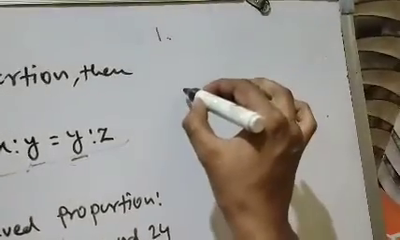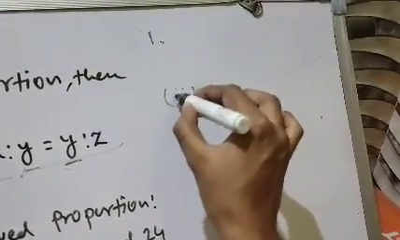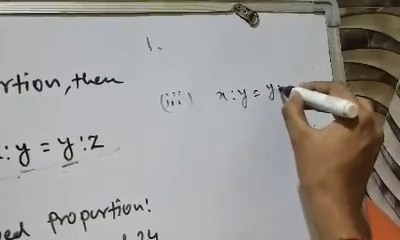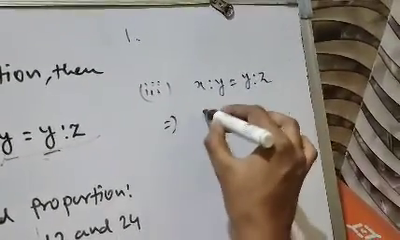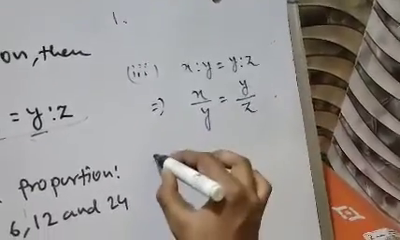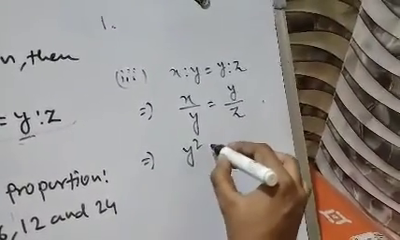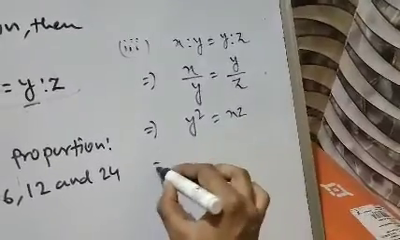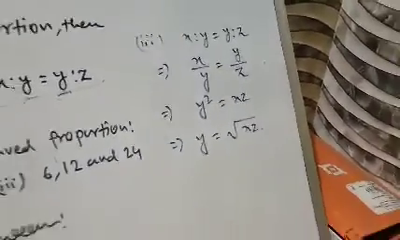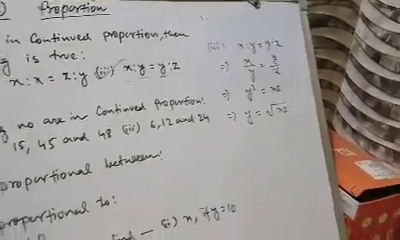Now option 3 is x is to y equals y is to z. Therefore, we can write x by y equals y by z. Therefore, cross multiply: y square equals xz, or we can write y equals root xz. That means this relation is satisfied. Therefore, this option is true.